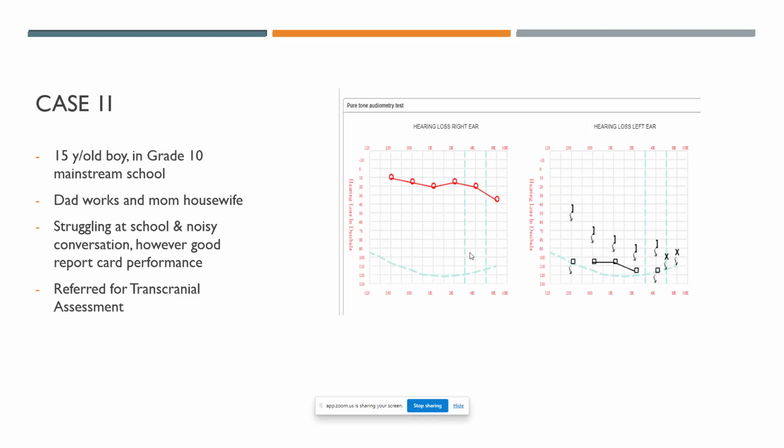So we decided to implant him with a bone bridge, because we know how huge mainstream classes can be. This boy really needed assistance with his listening so that he can continue performing well at school and has better chances of generally succeeding at life. His dad working also gives us assurance that they will be able to afford maintenance of the device.